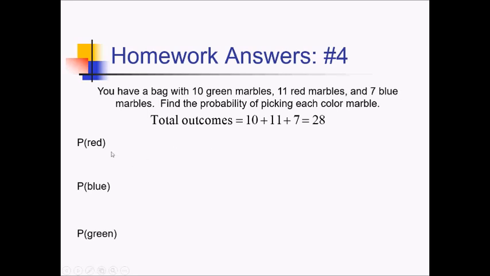So now the probability of red is going to be something over 28. Well, there's 11 reds, so that's 11 over 28. Now for blue, again, 28 is our denominator. This time we have 7 blues over 28. That one can be reduced to 1 over 4. And then for the greens, again, 28 for our denominator, total outcomes. But now this time the desired outcome is number 10 for the 10 green marbles. But we can reduce 10 over 28 to 5 over 14.